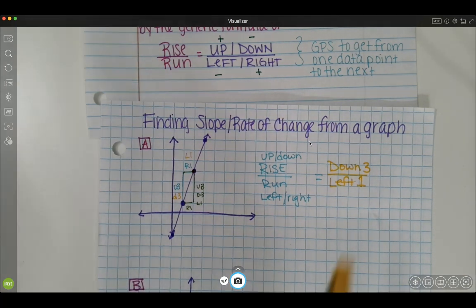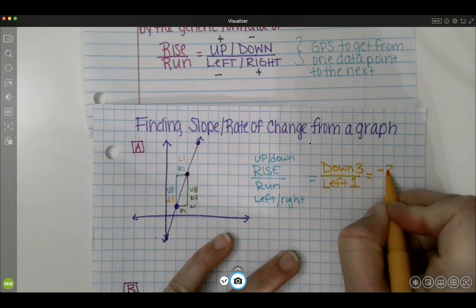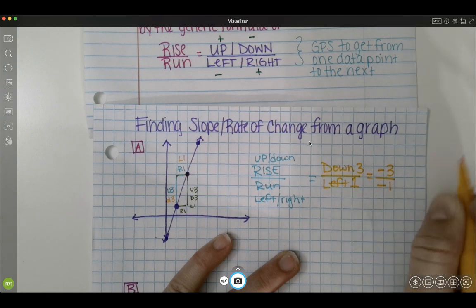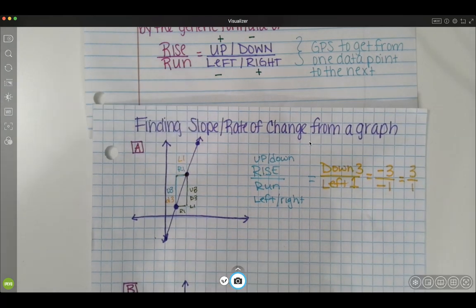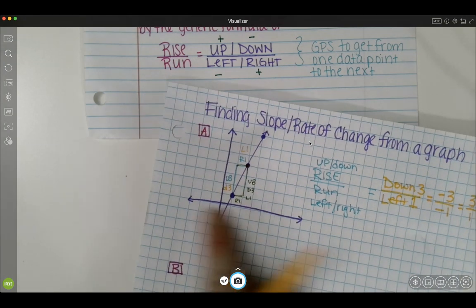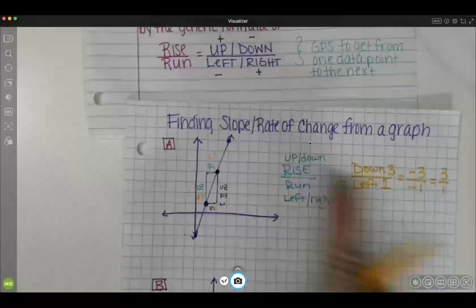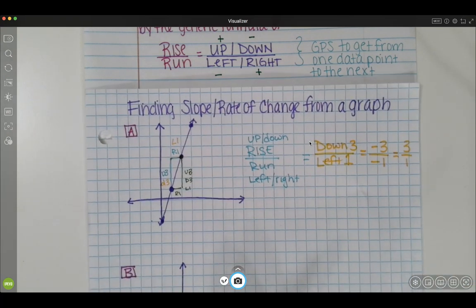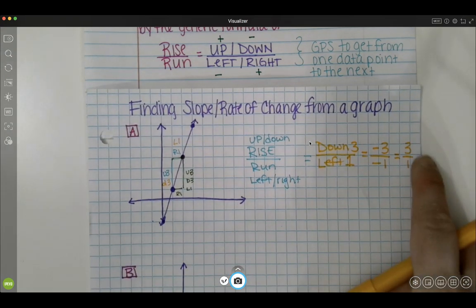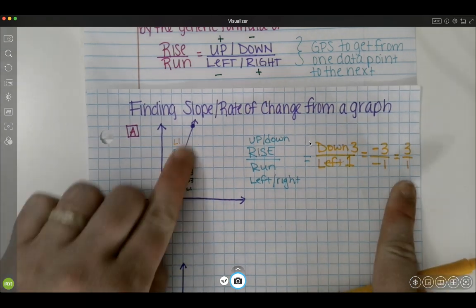And then I need to change these words to their signs. Well, down is negative, left is negative, which means negative and negative really means positive. Which means when I go left to right, I'm going up 3 over 1, which is what this slope is telling me. So the rate of change of this graph is 3 over 1. Up 3, right 1, up 3, right 1. Positive fraction, positive line.